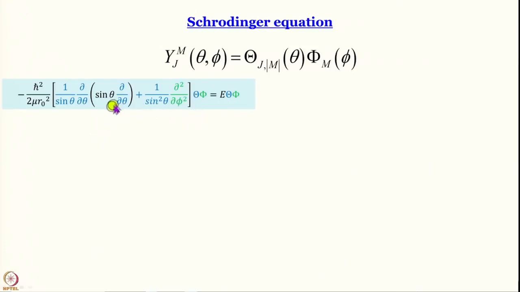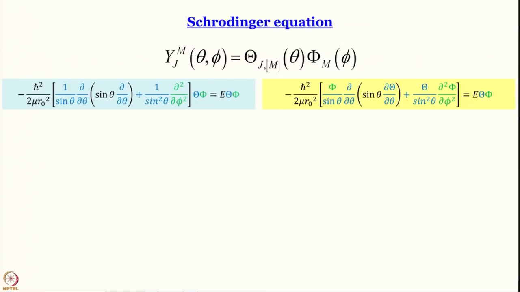What about this one? Here capital phi will be constant. So, we will get capital phi by sin theta multiplied by del del theta operating on sin theta del capital theta del small theta. Okay. So, this is what I get.